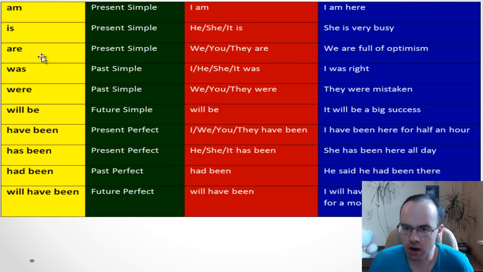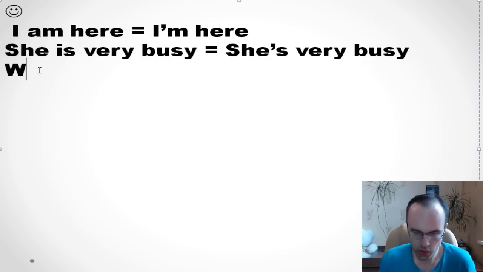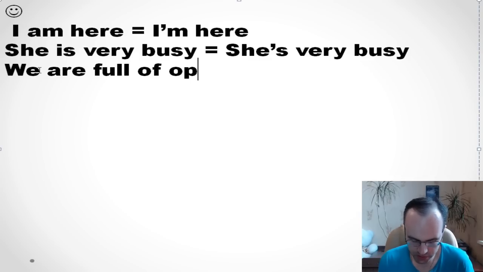Next, so are. We use are with we, you, they. We, you, they are. Look, we are full of optimism. So if you hear or see we are full of optimism, right? So we are full of optimism, it means that we are very optimistic.